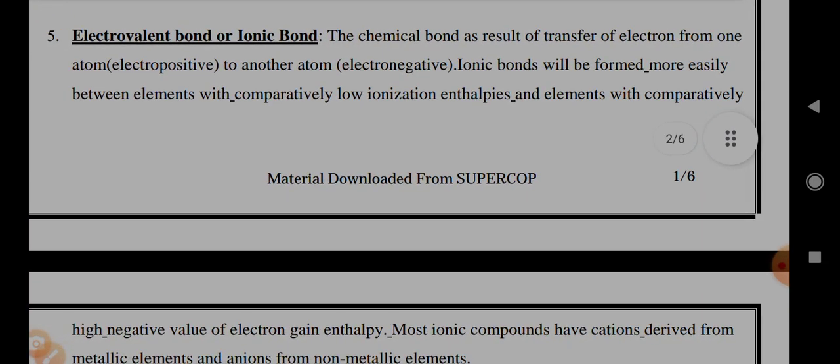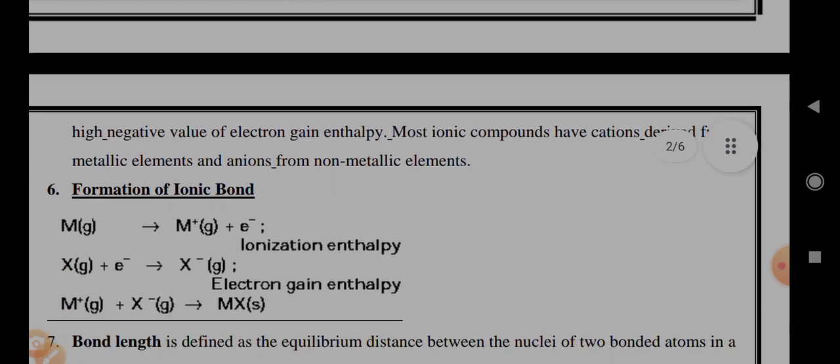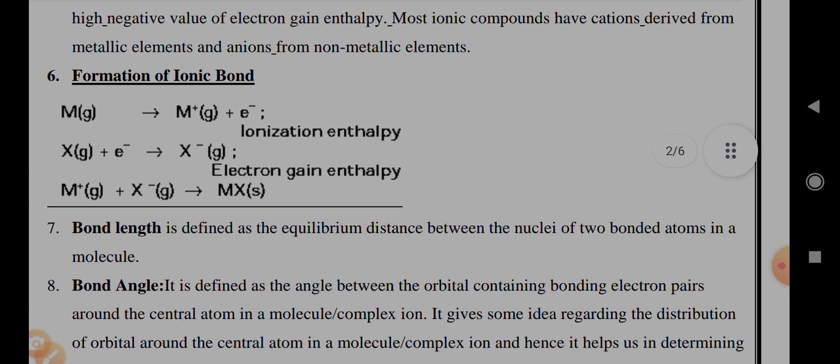Electrovalent bond or ionic bond. A chemical bond as a result of transfer of electron from one atom, electropositive, to another atom, electronegative. Ionic bonds will be formed more easily between elements with comparatively low ionization enthalpies and elements with comparatively high negative value of electron gain enthalpy. Most ionic compounds have cations derived from metallic elements and anions from non-metallic elements.